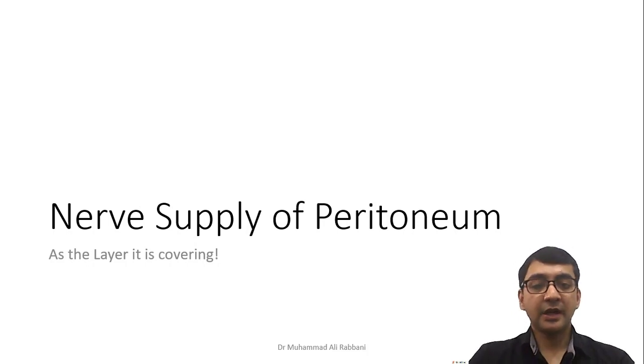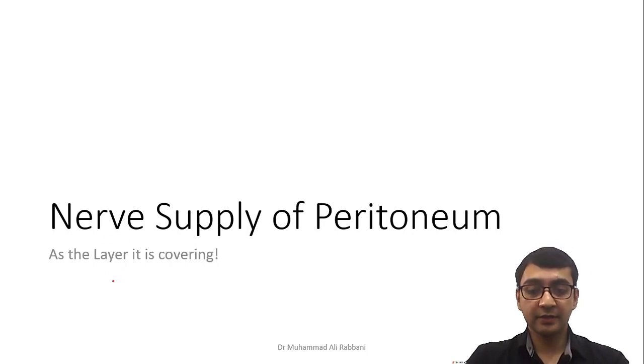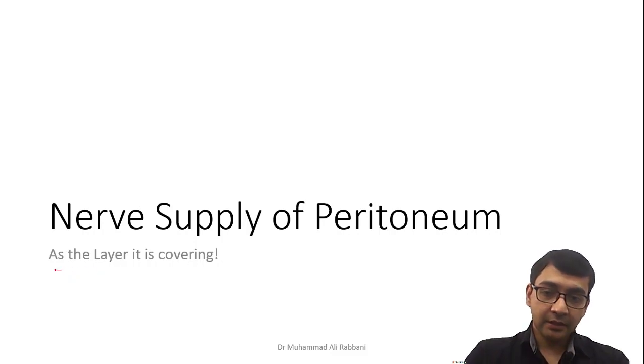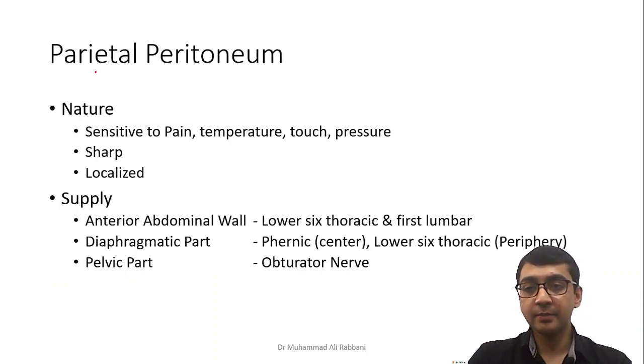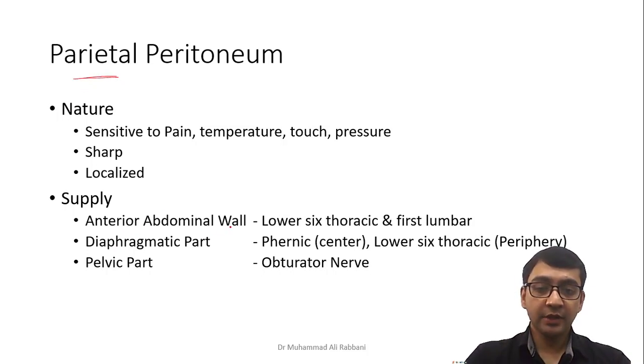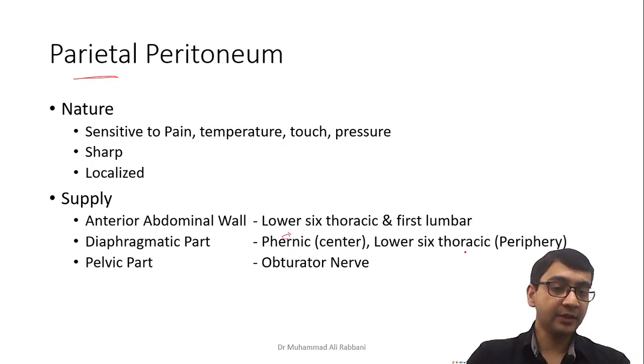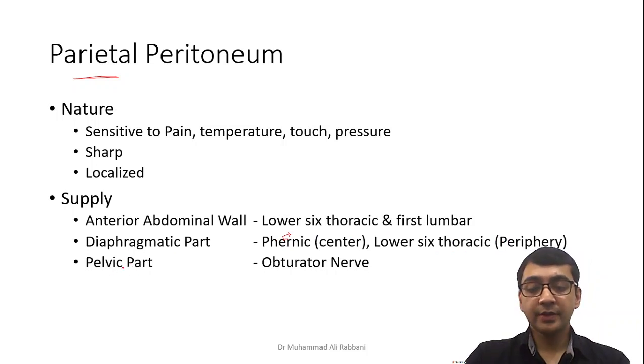Nerve supplying the peritoneum. A golden rule to remember the nerve supply of the peritoneum or any other serous membrane is that the nerve supply is the same as the nerve supply of the structure, the layer it is covering. So the parietal peritoneum covers the cavity wall. When it covers the anterior abdominal wall, it has the same nerve supply: lower 6th thoracic nerves and L1, lumbar 1. When it covers the undersurface of the diaphragm, it has the same nerve supply: in the middle, the phrenic nerve, and in the periphery, the lower 6th thoracic nerves. When we go into the pelvic part of the peritoneum, the same rule applies.